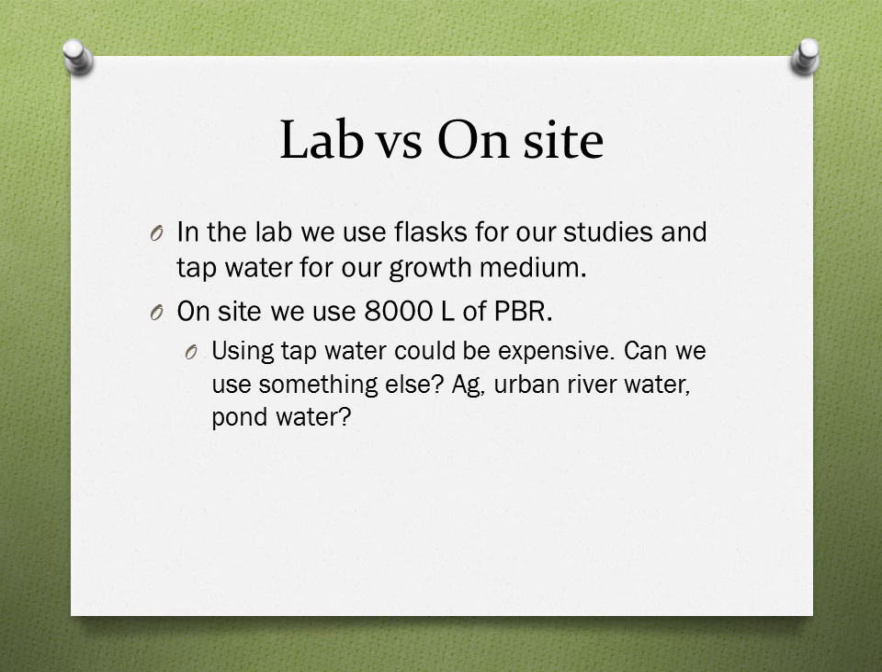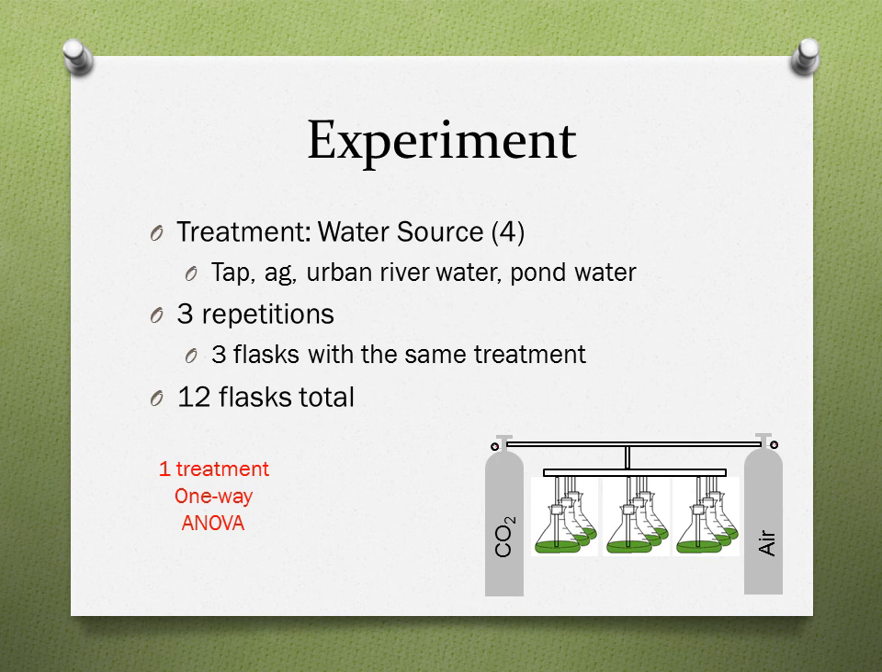Now, when we're on site and we have 8,000 liters to fill, tap water might actually get a little expensive. So the questions we're asking are things like, can we use something else, like maybe something from an ag facility or urban river water or even pond water, which actually makes sense to grow algae in, since in nature that's exactly where algae grows.